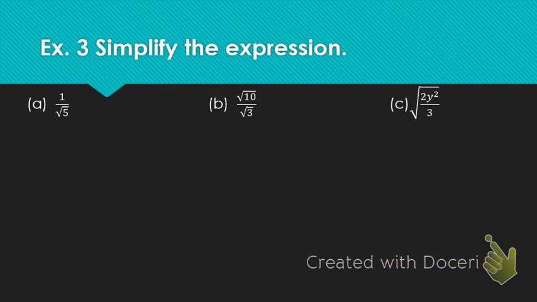So example number 3, it says simplify the expression. If you look at letter A, we have 1 divided by the square root of 5. And of course, we're first looking at the radical and asking, can we simplify it? Well, 5 is a prime number, so we're not going to be able to simplify that radical. So at this point, we look at our rules. Step 2, multiply the given fraction by a new fraction. Now, is this a monomial or is this a binomial? I can tell very easily and quickly, and hopefully you can too. This is one term. This is a monomial.